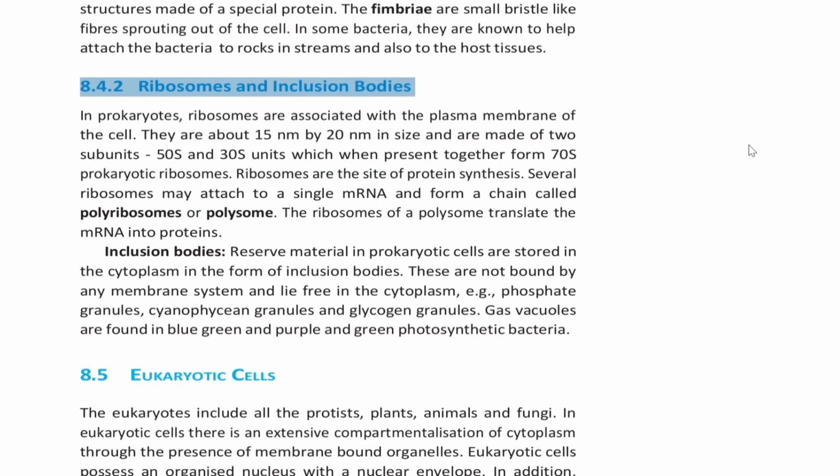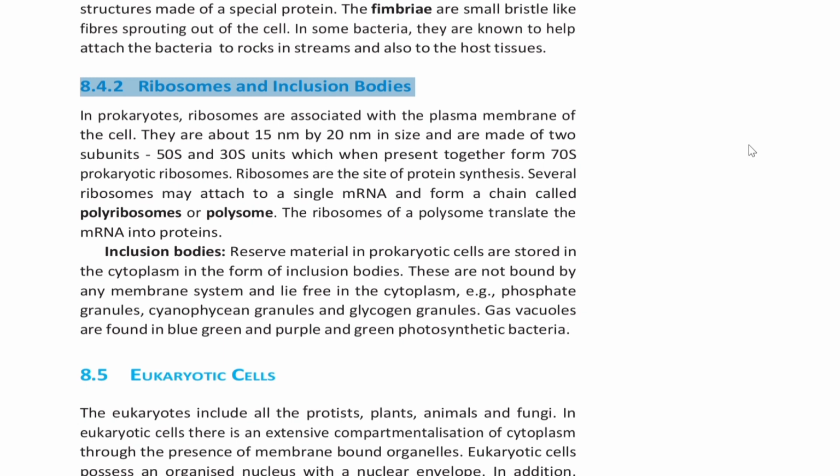8.4.2 Ribosomes and inclusion bodies. In prokaryotes, ribosomes are associated with the plasma membrane of the cell. They are about 15 nanometer by 20 nanometer in size and are made up of two subunits, 50S and 30S, which when present together form 70S prokaryotic ribosomes. Ribosomes are the site of protein synthesis. Several ribosomes may attach to a single mRNA and form a chain called polyribosomes or polysome. The ribosomes of a polysome translate the mRNA into proteins.